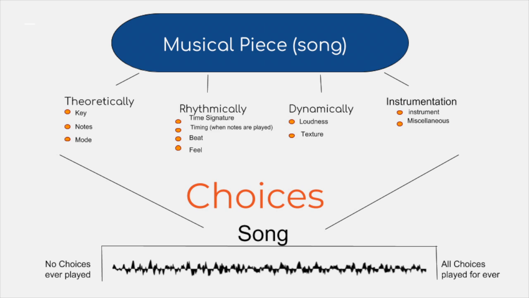The very first choice you got to make is to make a choice. And the very, very last choice is to stop making choices, right? So that's going to be the two ends of your song. So no choices ever played, and all choices played forever. Obviously, you're here to make a song, so you're going to make at least one choice, and it's impossible for you to make all choices forever, obviously.